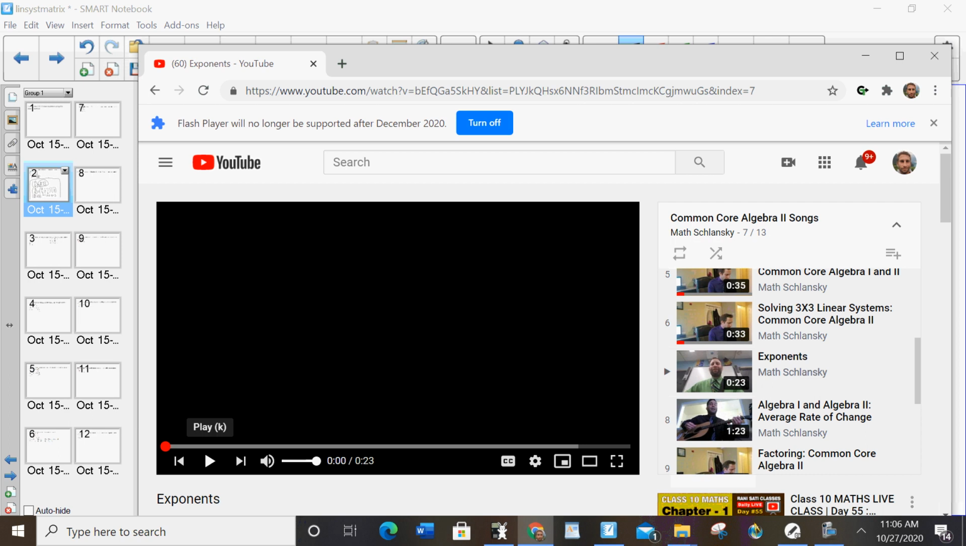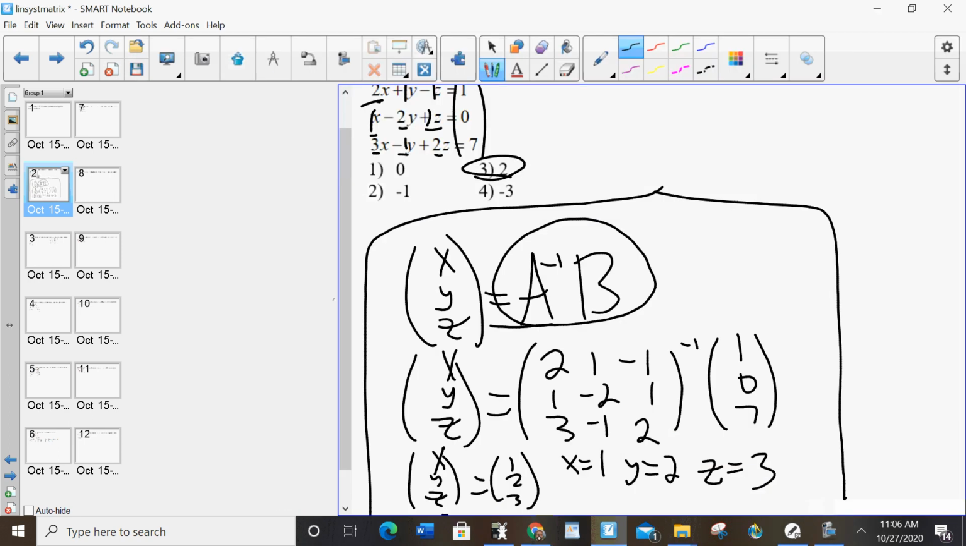All right, so XYZ equals A inverse B, matrix method when it's 3 by 3. To solve a 3 by 3 system with matrix method, XYZ equals A inverse B. That's what you're typing into the calculator, and that's the work that you have to show.